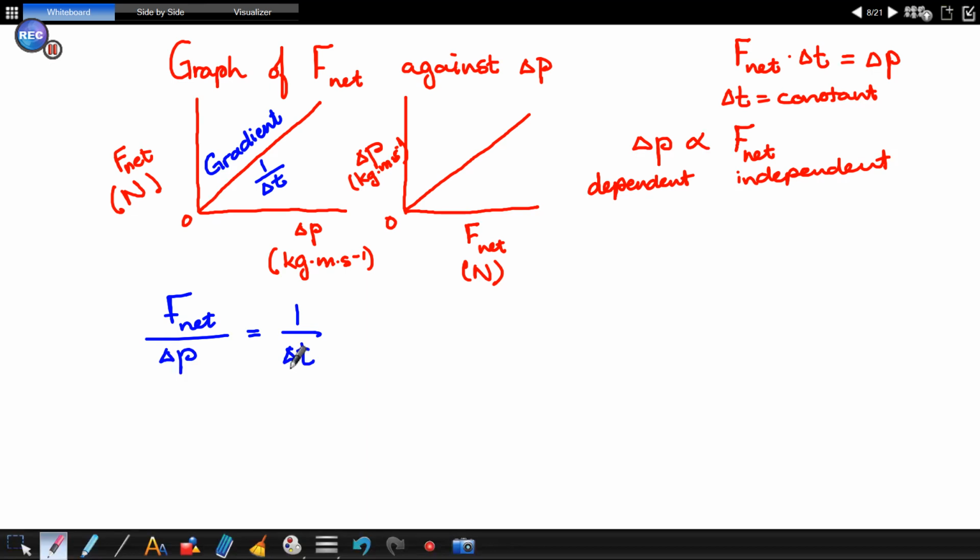Are you all with me? Okay. What is the gradient of this graph? It is delta t, sorry. How do I get that? This is delta P over F net. So you see this fraction swapped around to get the gradient of this graph. So that will be equal to delta t.